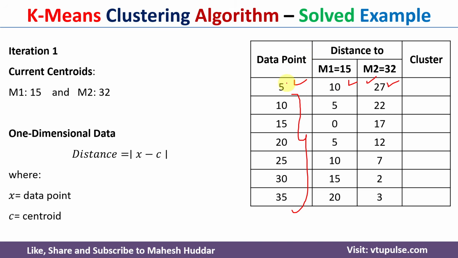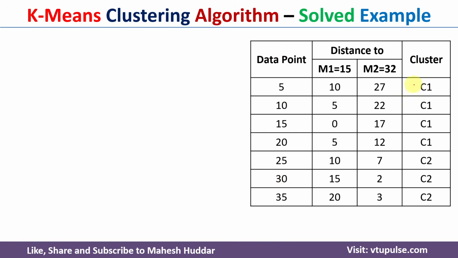If you consider the first data point, for this one we have two distances, that is 10 and 27. In between these two values, 10 is the minimum value, so the first data point will be assigned to the cluster C1. Similarly, for the second data point, the distances are 5 and 22. In between these two values, 5 is the minimum value. So, the second data point also we will assign to the cluster C1. Similarly, we will assign the remaining data points to one of the clusters.